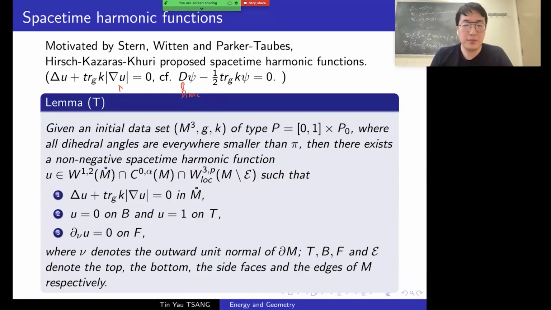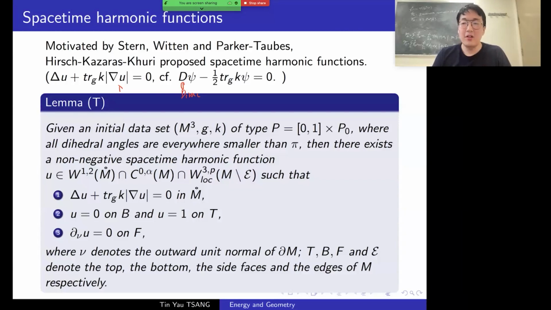So first of all, this is the following lemma. This time I don't have to assume it's a cube. It can be a general prism, for example even a dodecagon times [0,1]. As long as all the angles are smaller than pi, then there exists a non-negative spacetime harmonic function, which has very ugly regularity.